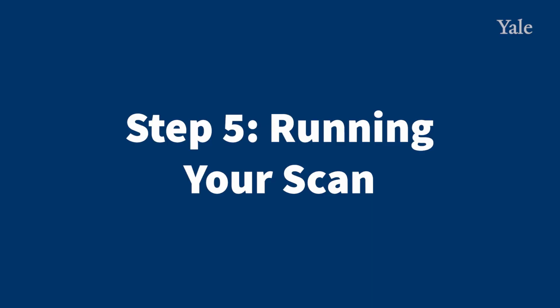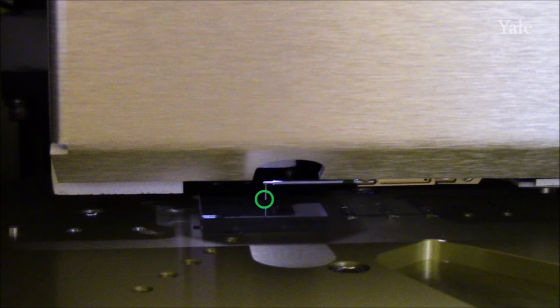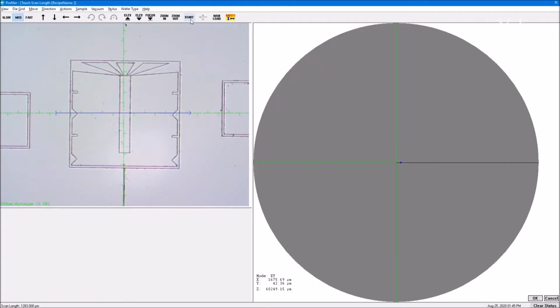Step 5, running your scan. Before running your scan, take a close look at your sample and make sure the stylus is positioned above the highest point of the sample and not to the sides. Failure to do so can result in accidental damage to the stylus.